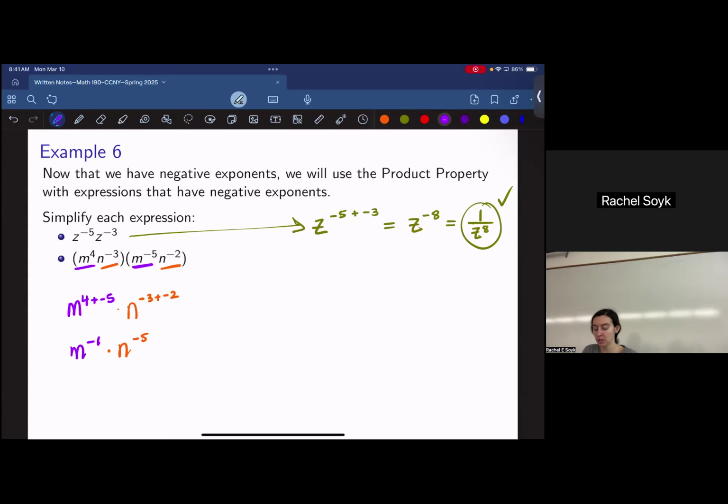And now let's put it in terms of positive exponents, 1 over m to the 1, which is just 1 over m, times 1 over n to the +5. Multiply the fractions, and we get our final result to be 1 over m n to the fifth. And we're done.